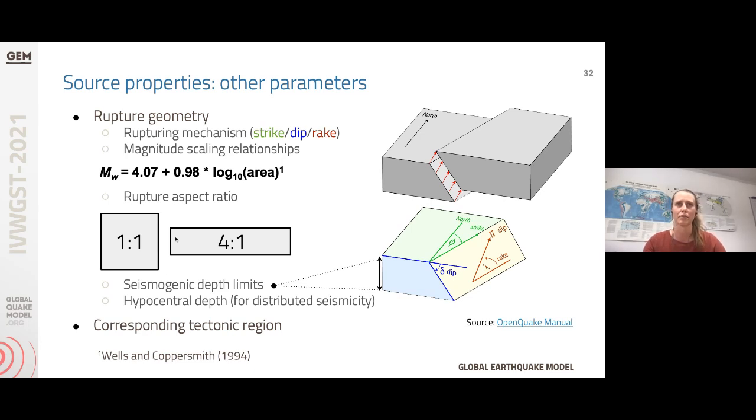There's also a rupture aspect ratio that indicates the shape of the rupture, whether it's closer to a square or more of a rectangle. Then the seismogenic depth limits and the hypocentral depth in the case of distributed seismicity, so constraining the layer in the Earth's crust where these ruptures must be confined. And then finally, each source is assigned to a tectonic region, which is used more in the ground motion component in order to indicate how the seismic waves will be propagating.